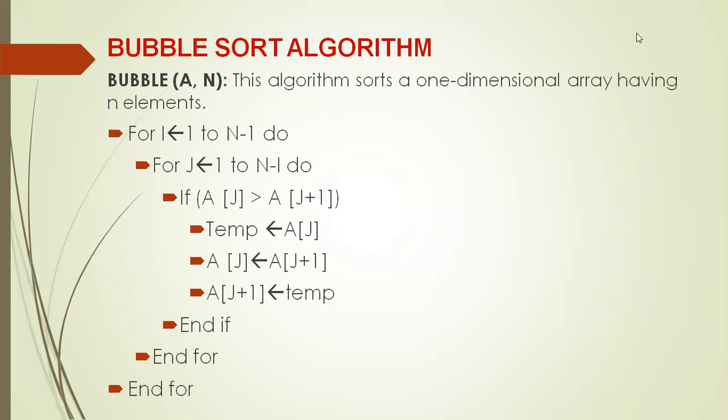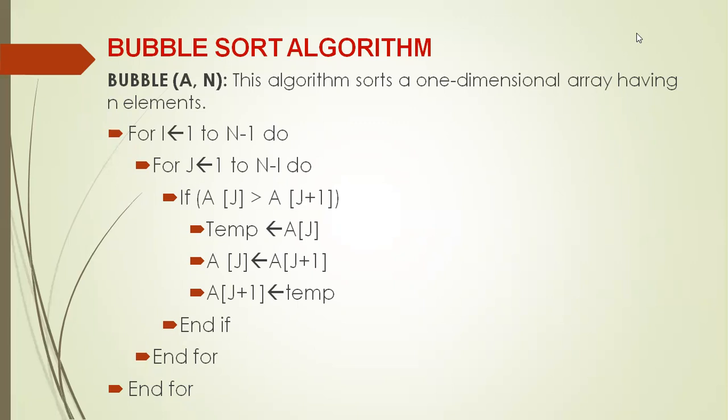Finally, i becomes how much? i becomes 4. In that case, the j value will be 1 to n minus i. n is 5, 5 minus 4, 5 minus 4 is 1. So in that case, j takes only one value, and a1 is compared with a2. So this is the simple algorithm for bubble sort.